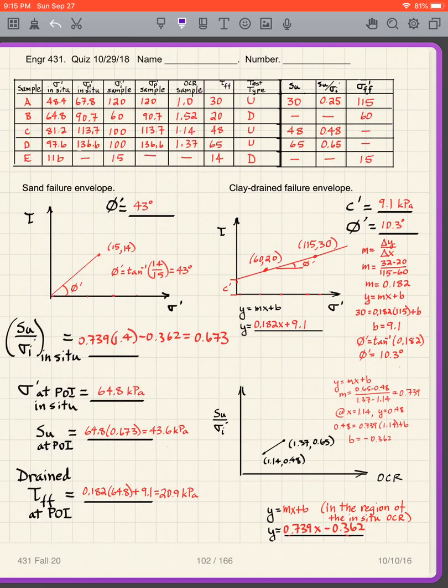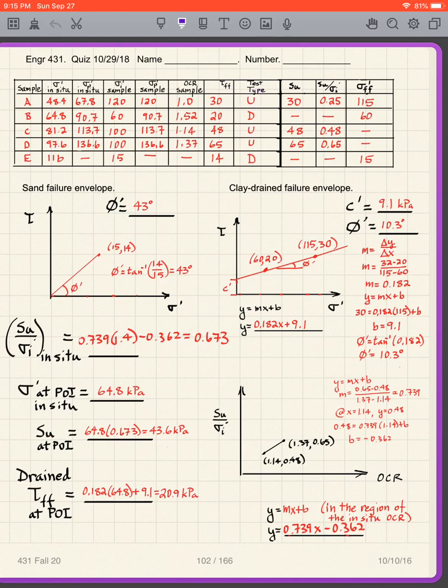Then we have to look at the test. I've already gone through it. Is it undrained? Drained. Undrained, undrained, drained. Those are the tests, depending on whether they're slow or fast. And if it's undrained, then my tau FF is my SU. If they're not undrained, then it's not SU. Then I can't get my SU.